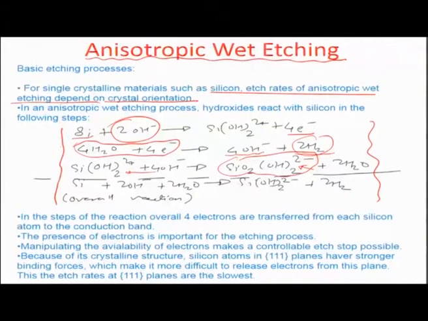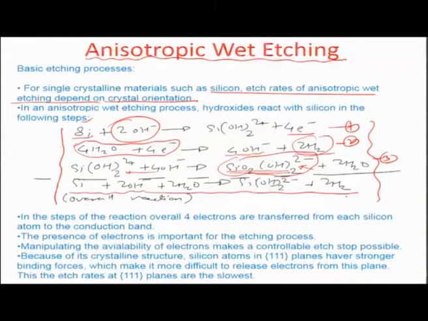So basically an atom which was otherwise present in a crystal lattice has now come out as this particular ion which is dissolvable in water solution. So if we write the overall reaction from steps 1, 2 and 3 together, we find that the overall reaction is a 4 electron transfer process.